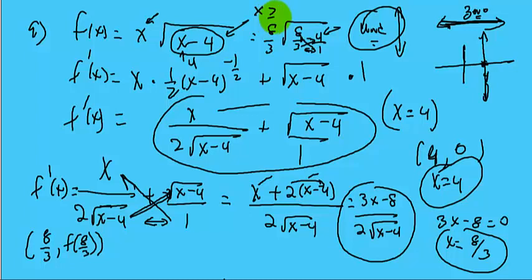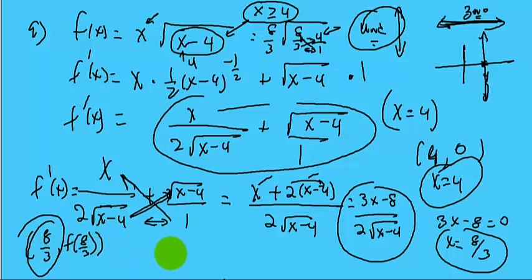Greater than or equal to what? 4. Okay, it's got to be greater than or equal to 4, correct? So my curve only exists to the right of 4. But 8/3, what is 8/3? It's not right of 4, is it? Okay, it's left of 4, and that's why I'm getting an imaginary value.